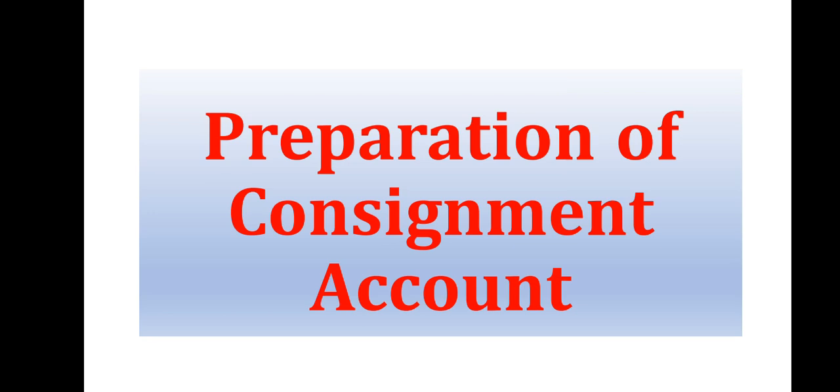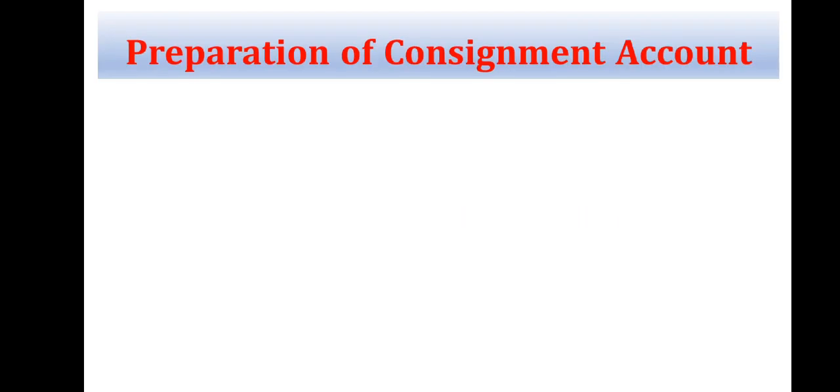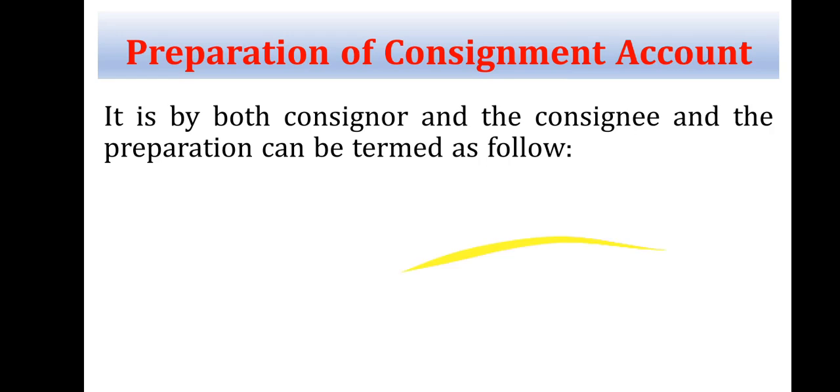So now, preparation of consignment account. Just like we said, we have the principal and we have the agent. The principal is the consignor, the agent is the consignee. The two parties prepare their individual account. So it is by both consignor and consignee, and the preparation can be termed as follows.